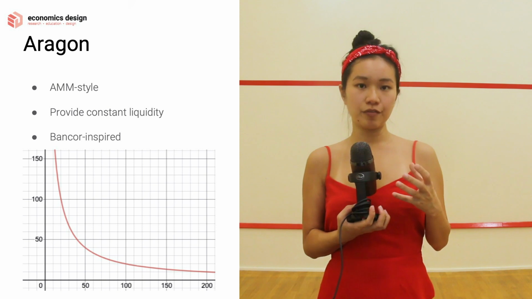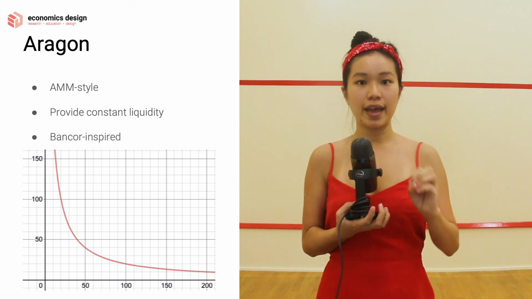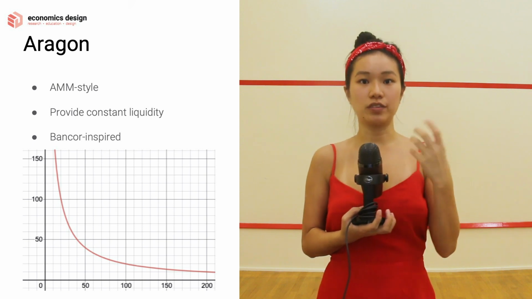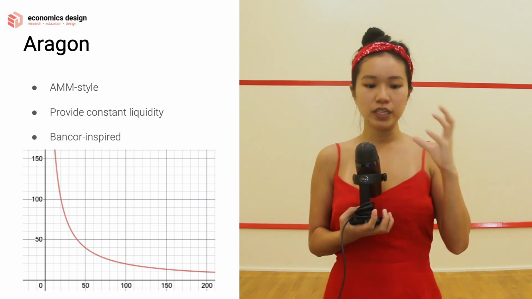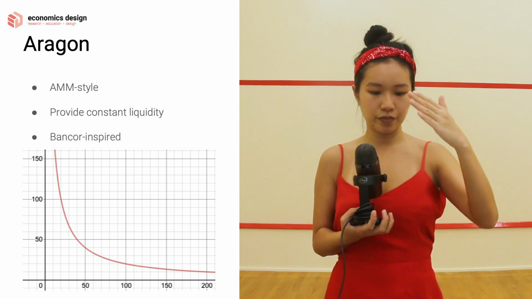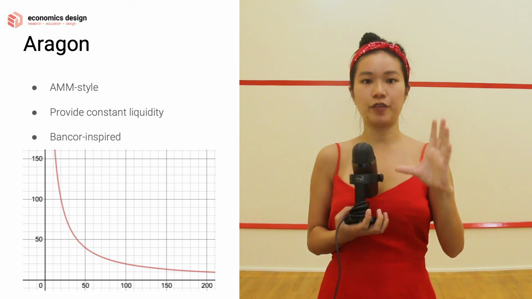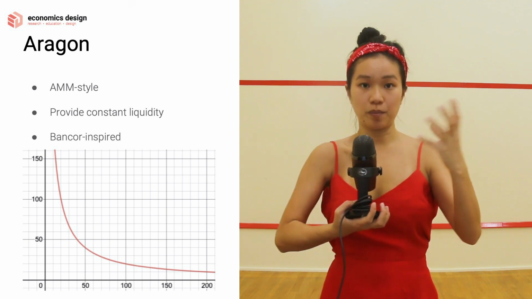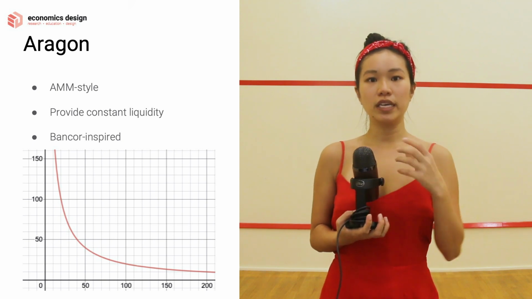Aragon is very interesting because Aragon is a mix of the autonomous market maker style and the style that we talked about just now, the Giveth style. So what is the autonomous market maker style? The autonomous market maker style is you have a curve that is similar to Bancor's curve. So it's a concave function. The whole idea of Aragon platforms and the bonding curve on Aragon is to be a constant liquidity provider.